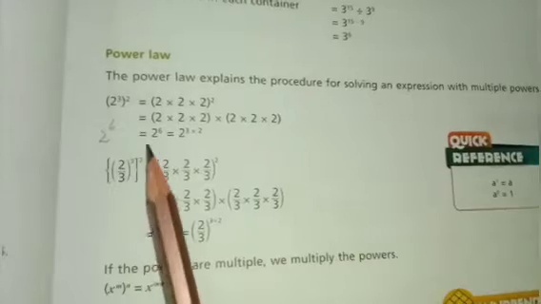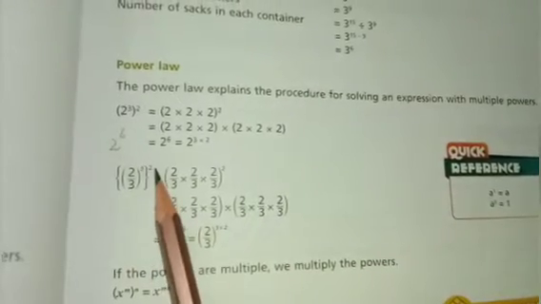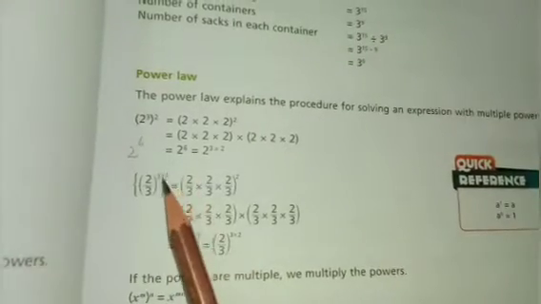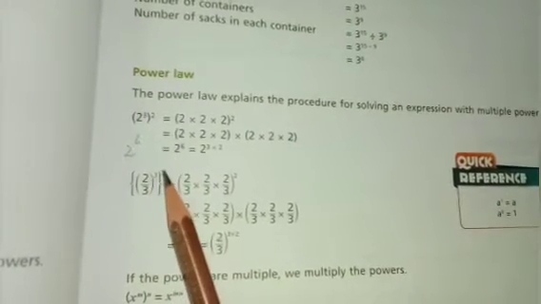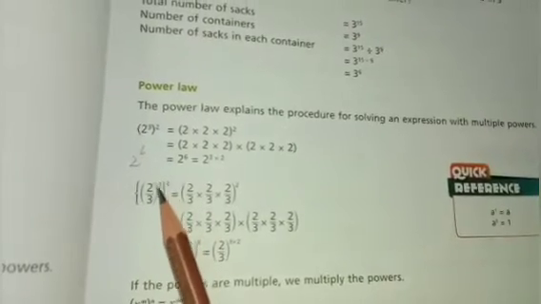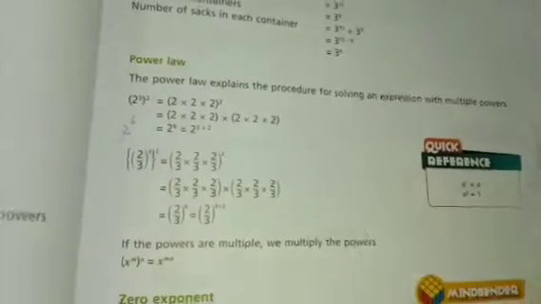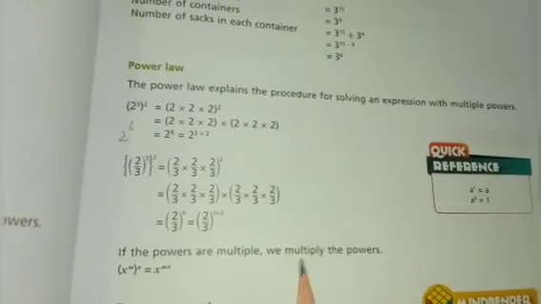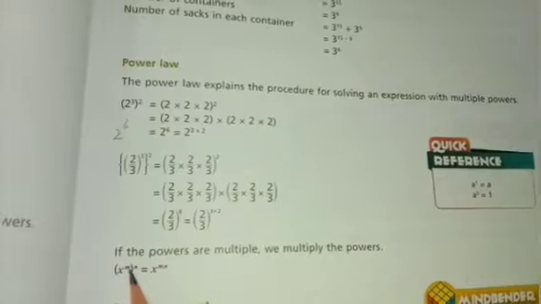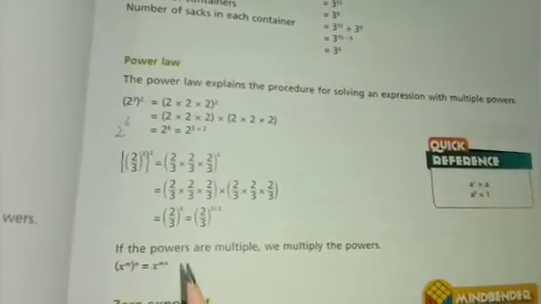That is equal to simply multiplying the powers, 3 multiplied by 2, and the answer will be the same. So in the questions we have to simply multiply the powers. This is the power law: if the powers are given in multiple, you have to multiply the powers. 2 over 3 power 6. So if the powers are multiple, we simply multiply the powers. X power m and whole power n, so simply multiply m with n, that is equal to x power mn.